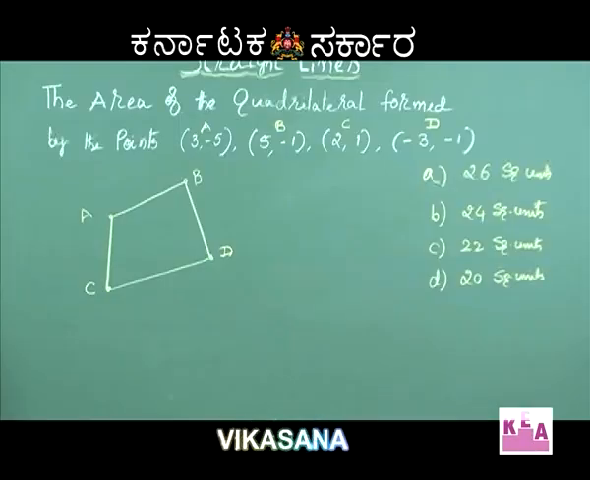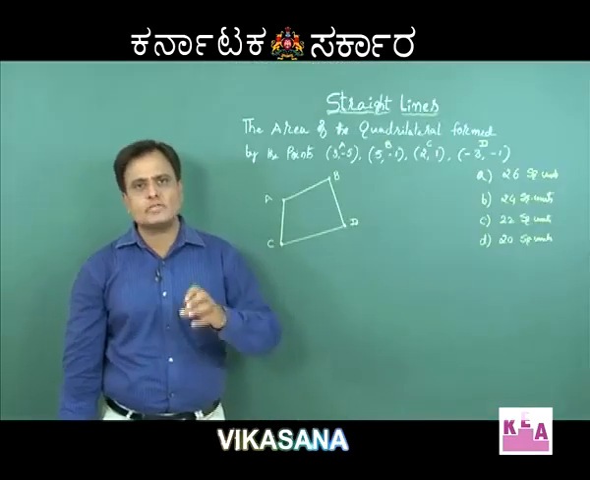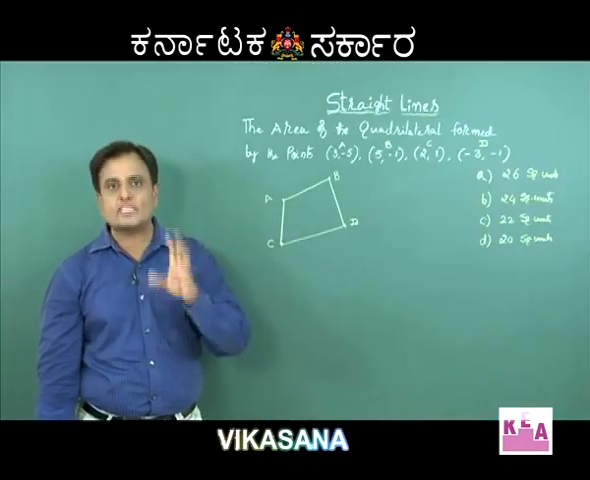See the question now. The area of the quadrilateral formed by the points 3 comma minus 5, 5 comma minus 1, 2 comma 1 and minus 3 comma minus 1. Options are: option A 26 square units, option B 24 square units, option C 22 square units, option D 20 square units. How best can we solve this example in the easiest manner?